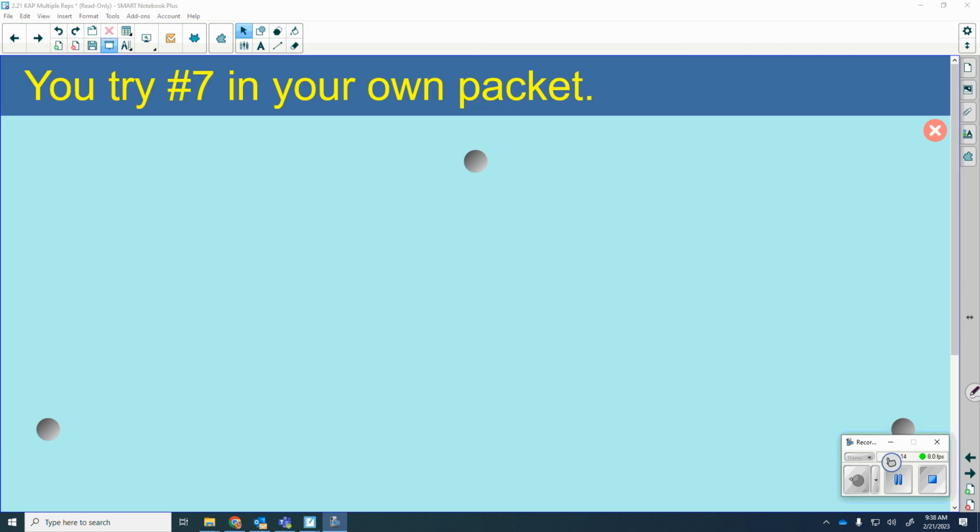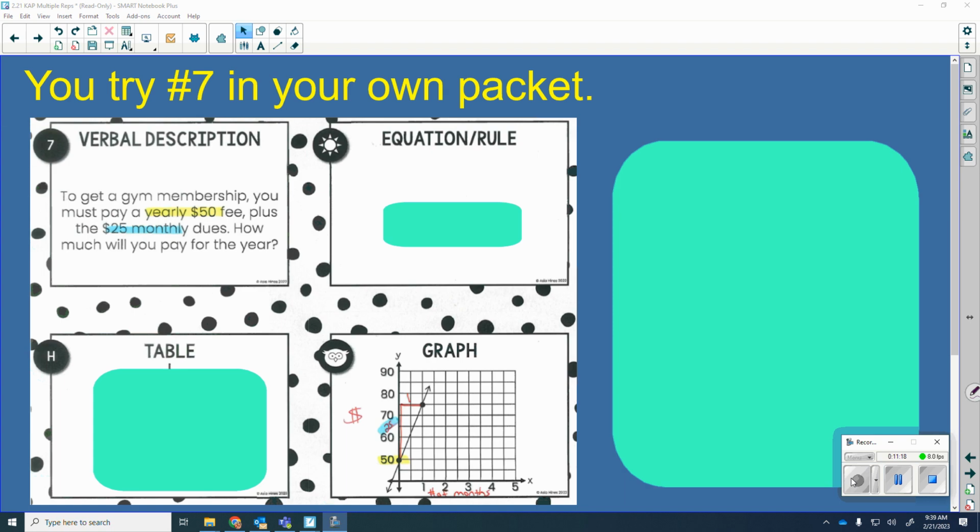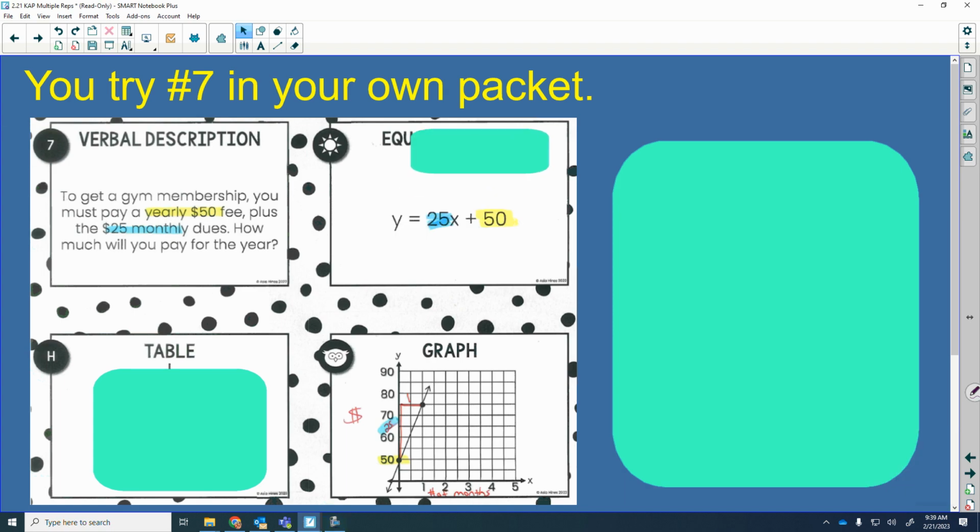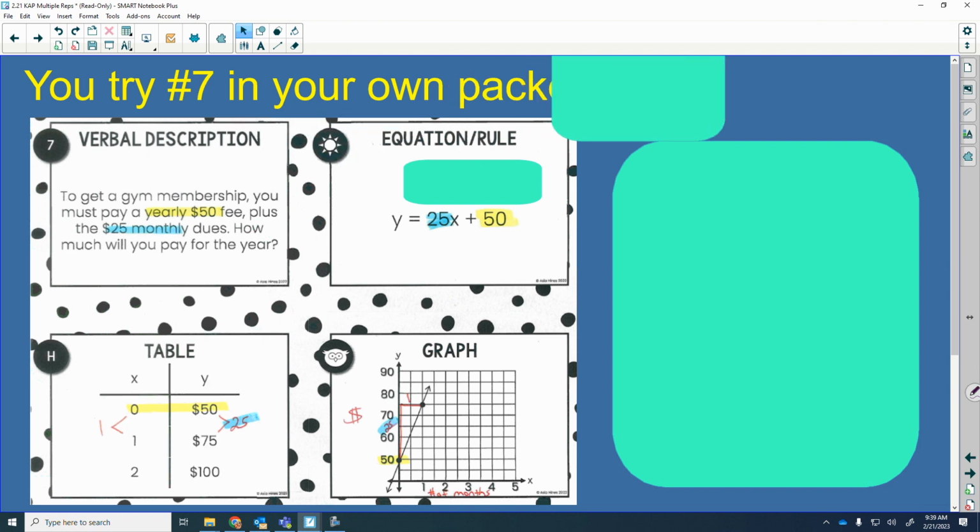We're now back in your own packet. Try that one on your own quickly. So you should have seen that 25 is your slope, 50 was the y-intercept. Okay. This one was easier on the table because it was just 25 over 1. Oh, you had to make your own table. My bad.